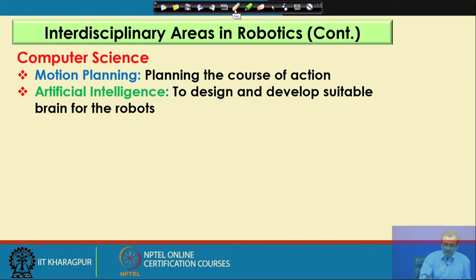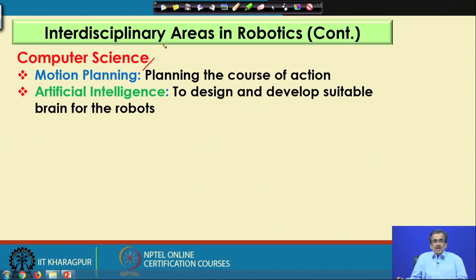Then comes artificial intelligence. As we said, we try to copy the human brain in an artificial way using the principle of artificial intelligence. To design and develop a suitable brain for the robots, we have to model the human brain, the human intelligence, in an artificial way using the principle of artificial intelligence.